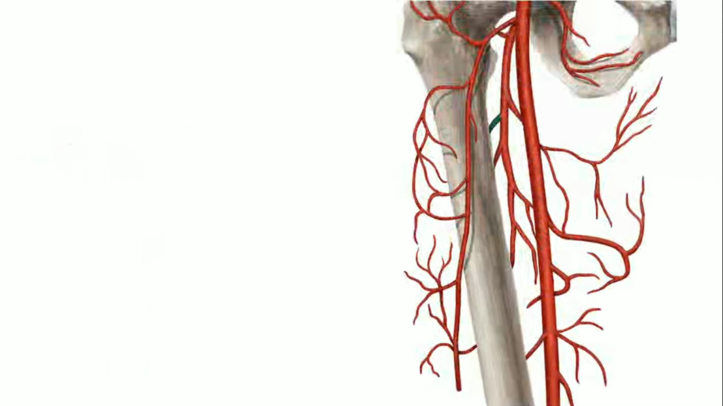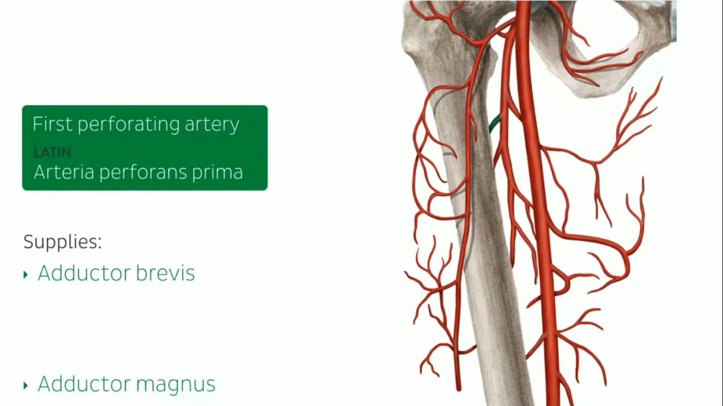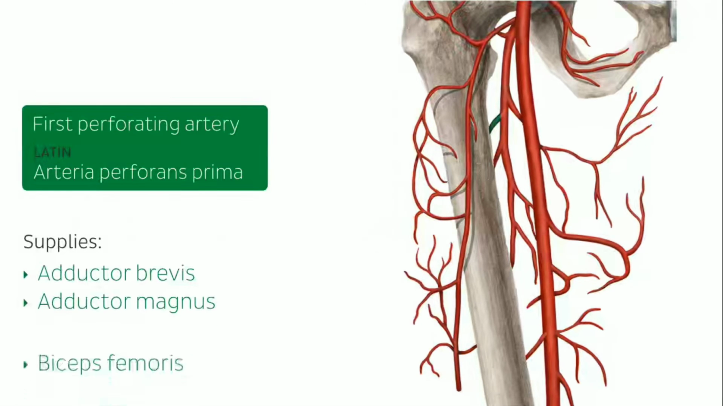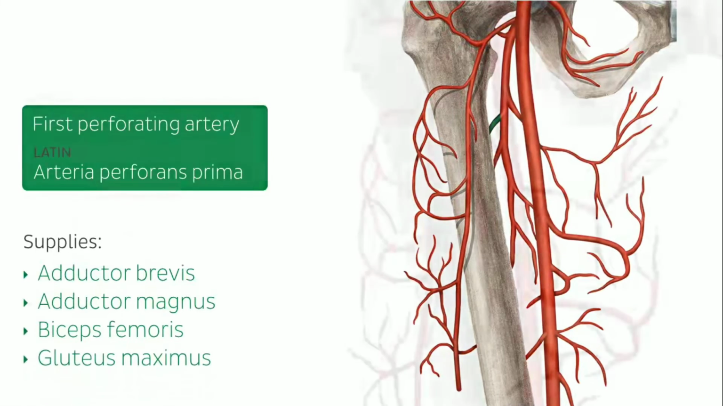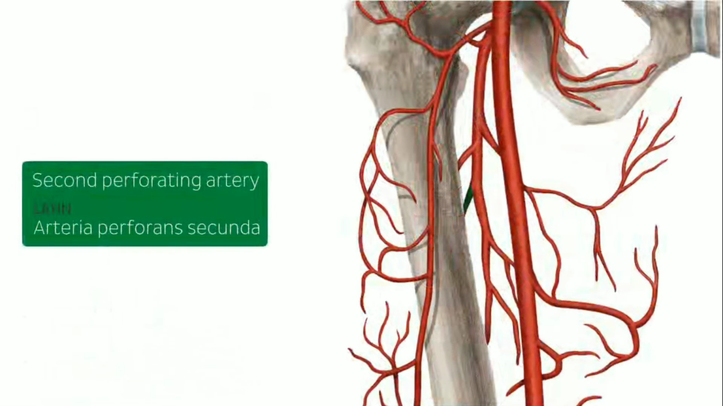The deep femoral artery also gives off some perforating arteries. They're called the perforating arteries because they perforate the adductor magnus muscle. This artery, highlighted in green, is the first perforating artery, and it supplies the adductor brevis, the adductor magnus, biceps femoris, and gluteus maximus.